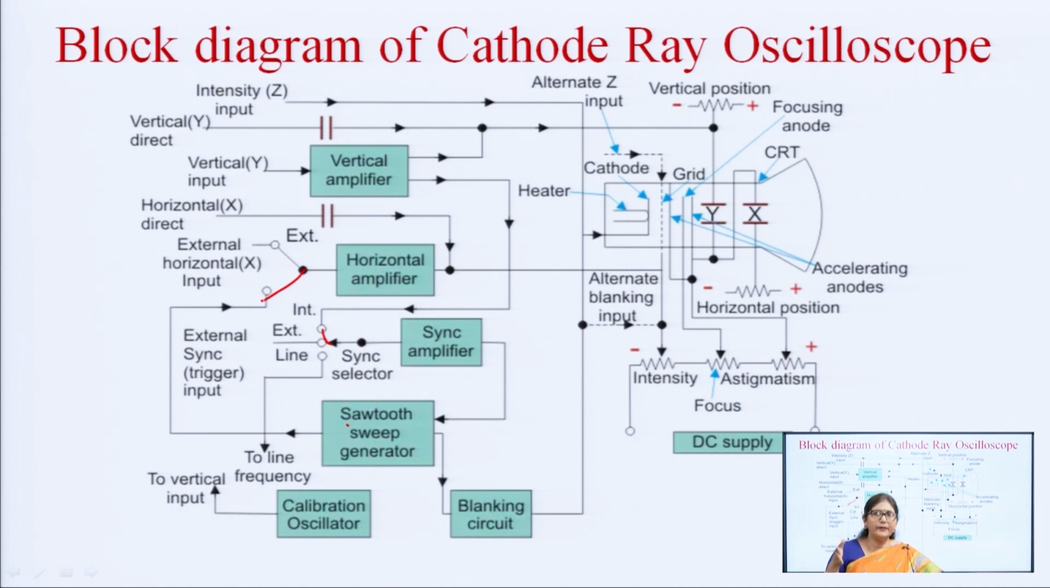For this purpose, when the electron beam moves from the extreme right to the left, the blanking circuit applies a blanking input signal to the cathode. Again, the intensity is controlled by the control gate potential, and similarly the focus is controlled by the focusing anode.